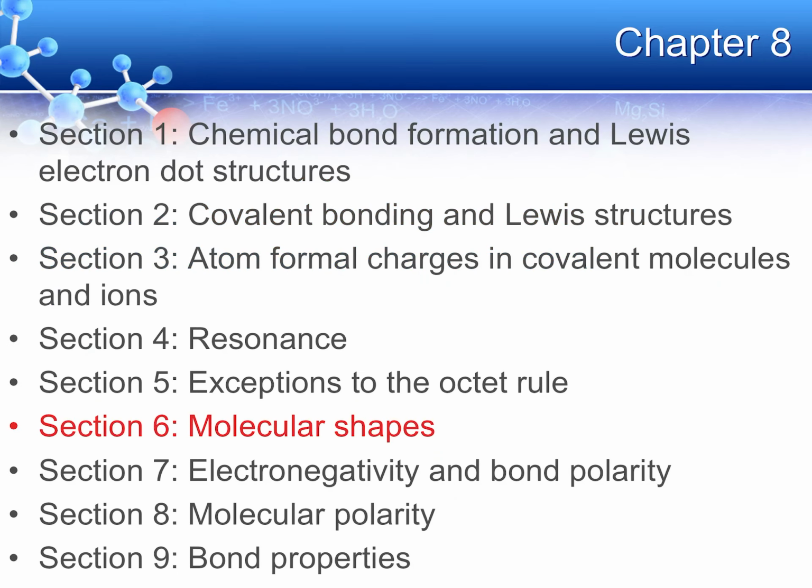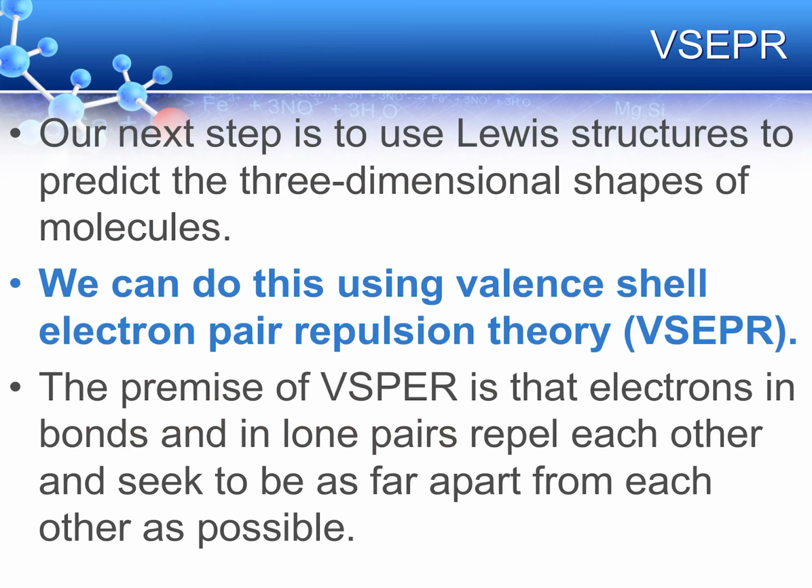All right, let's go on to molecular shapes. Our next step is to use Lewis structures to predict the 3-dimensional shapes of molecules. We can do this using a theory called valence shell electron pair repulsion theory, or VSEPR for short. The premise of VSEPR is that the electrons in the bonds and in the lone pairs repel each other and seek to be as far apart from each other as possible.